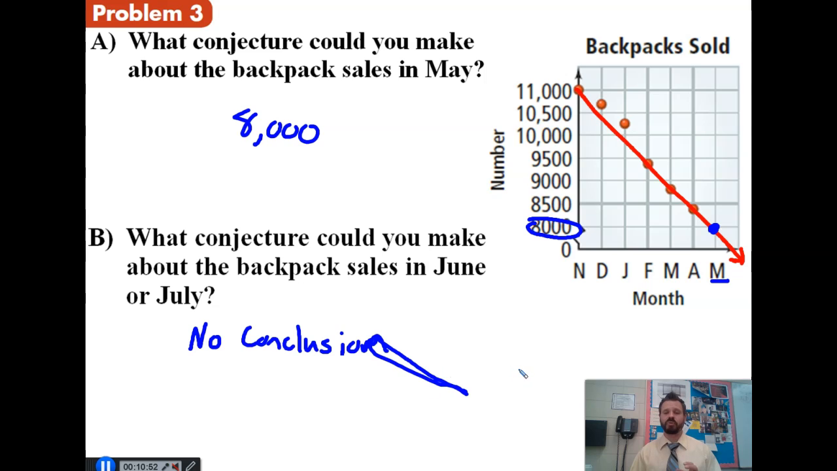In general, for the real world, you only want to make predictions with stuff that's either very close to your data or within your data range. You don't want to project too far out of it, just because, like we said, in math class those patterns will continue. Real world, they won't necessarily keep on going forever.